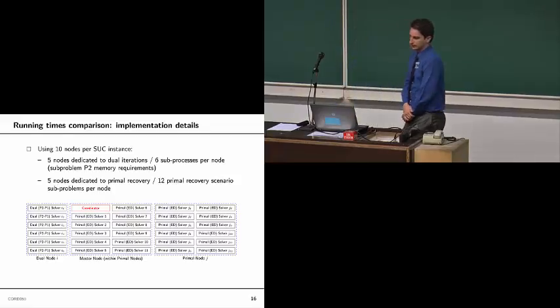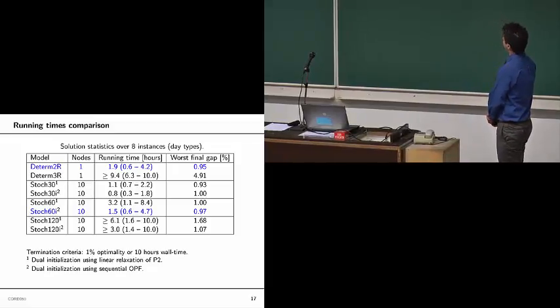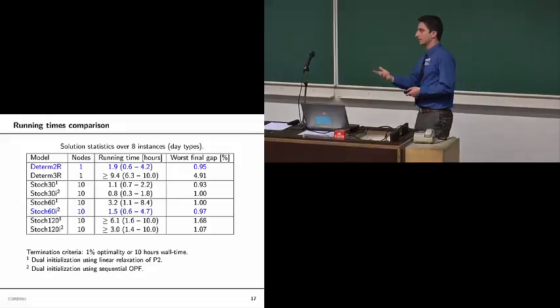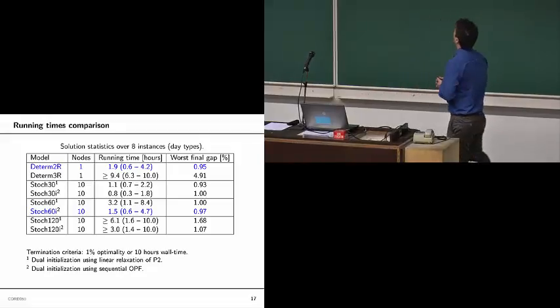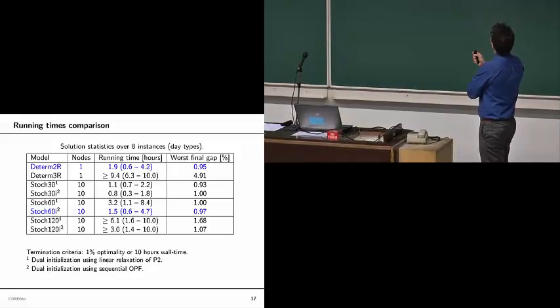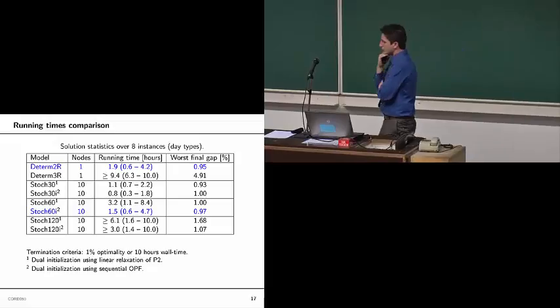Okay, so these are the solution statistics. What we're seeing here is, of course, the deterministic model, you can't really parallelize it. We're just attacking it with Express. I'm reporting here the average running time, the minimum running time, and the maximum running time, as well as the worst case optimality gap.